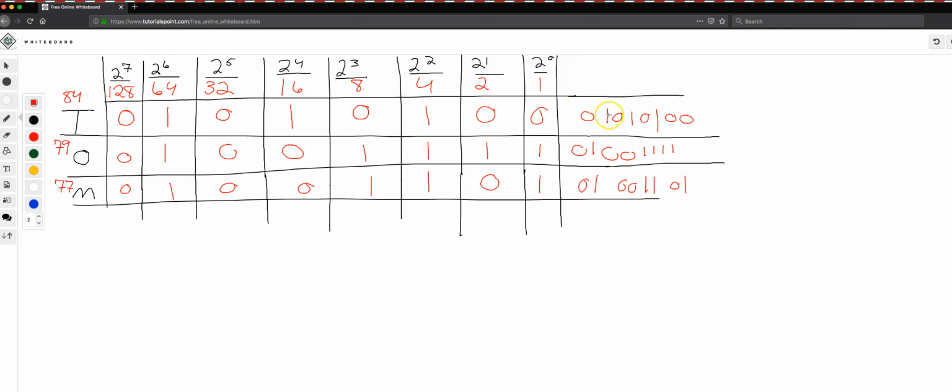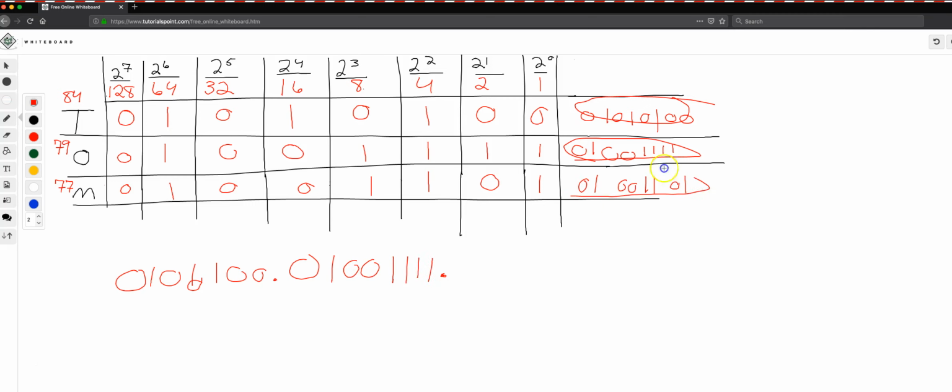Now we have a representation for each letter of our name. If we wanted to write it completely out end to end, we would start with the letter T: 0, 1, 0, 1, 0, 1, 0, 0, followed by a period, and then we would move on to the letter O: 0, 1, 0, 0, 1, 1, 1, 1, period, and then followed by our letter M: 0, 1, 0, 0, 1, 1, 0, 1. And this would be the name Tom written out in binary.